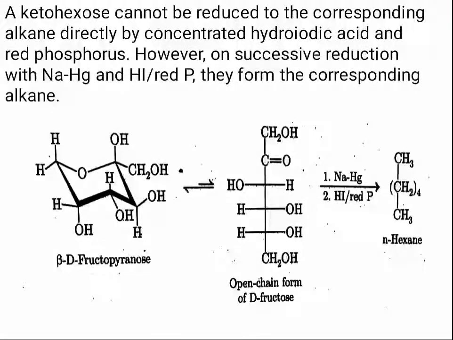A ketohexose cannot be reduced to the corresponding alkane directly by concentrated hydroiodic acid and red phosphorus. However, on successive reduction with sodium amalgam and HI and red phosphorus, they form the corresponding alkane. So you cannot use HI and red phosphorus directly with fructopyranose. At first you have to use the sodium amalgam, then you can reduce it with hydroiodic acid and red phosphorus. So you will get n-hexane.